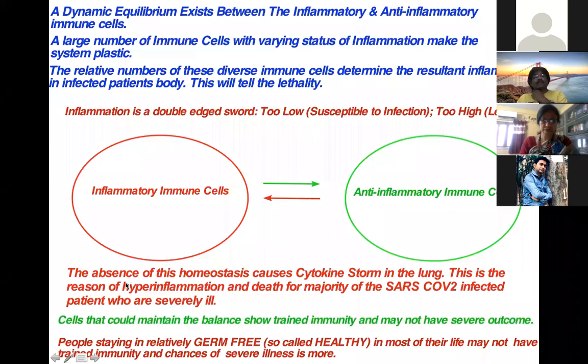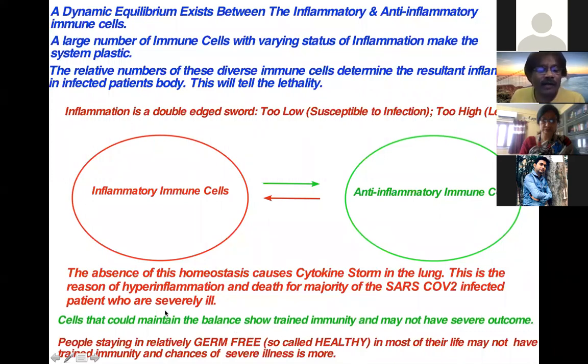So this is the reason of hyperinflammation and death of the majority of the SARS-CoV-2 infected patients who are severely ill: a lack of balance between anti-inflammatory and inflammatory cells. And the cells that could maintain the balance are called cells with trained immunity. Those cells showing trained immunity may not have a severe outcome.